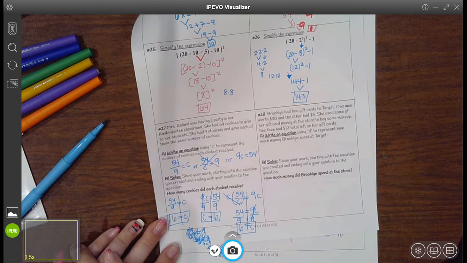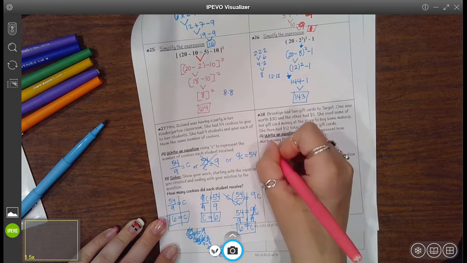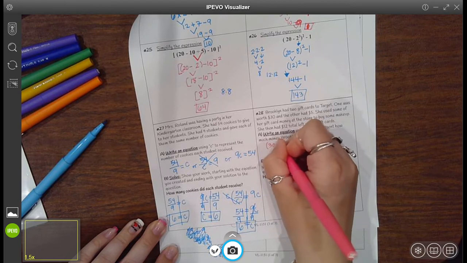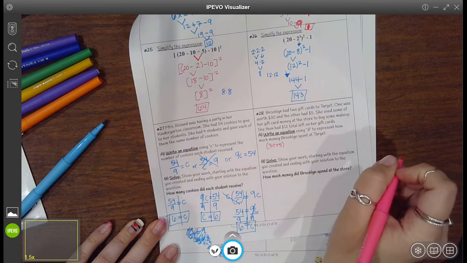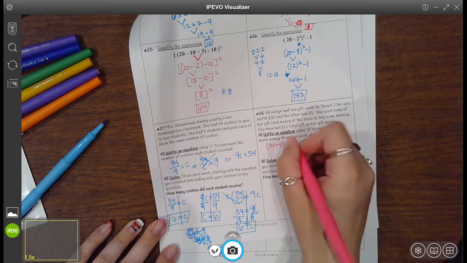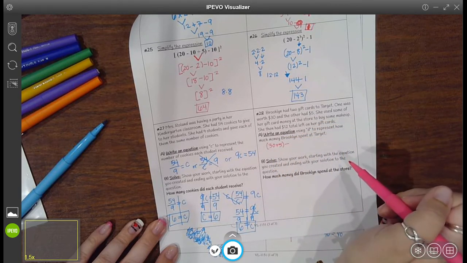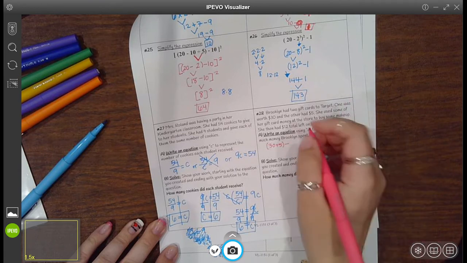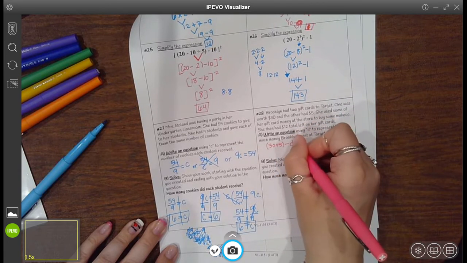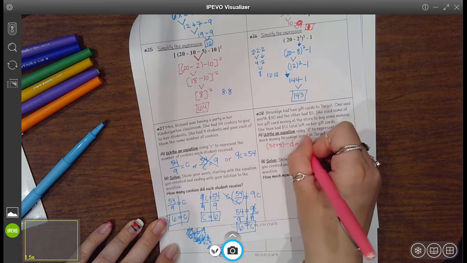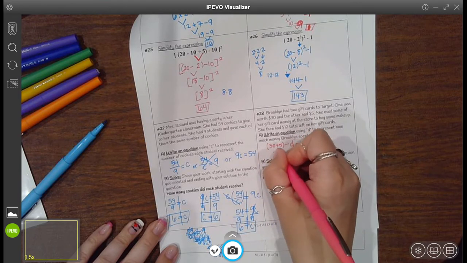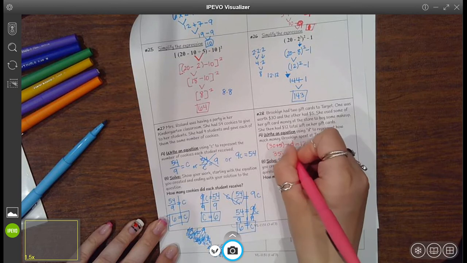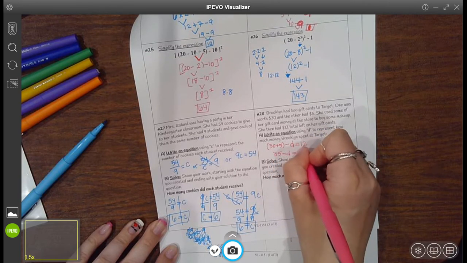Okay, last one. Brooklyn had 2 gift cards to Target. One was worth $30 and the other had 5. Okay, so we have 2 gift cards, 30 and 5. She used some of her gift card money at the store to buy some makeup. She then had a total of 12 left on her gift cards. Okay, so she used some amount. They specified use D to represent how much she spent. So some D amount is what she spent. And now she has $12 left. So that equation is good. It would work. Okay, or you could have combined these and said she had a total of $35 in gift cards. She spent some amount, and now she has 12 left.